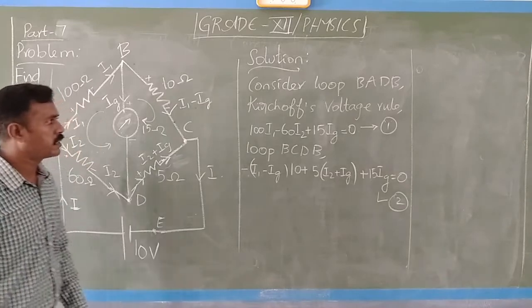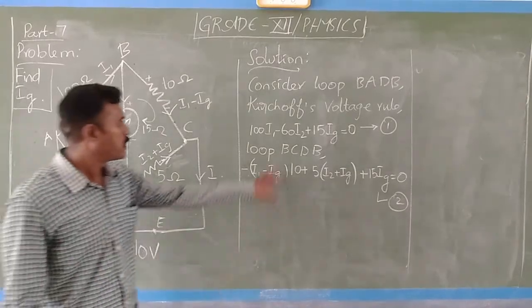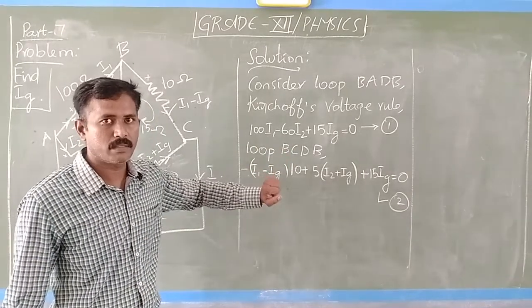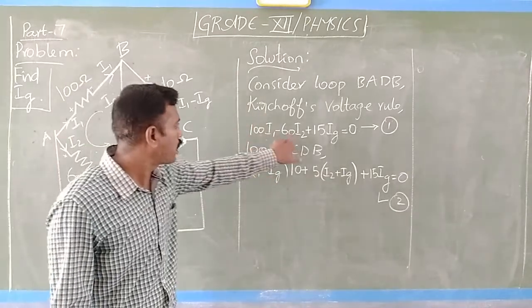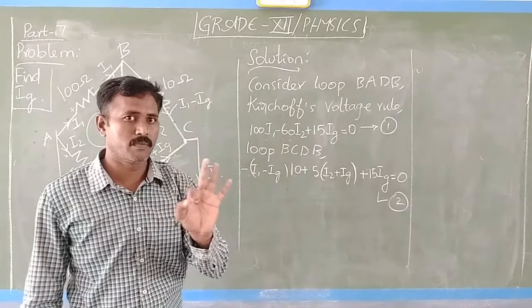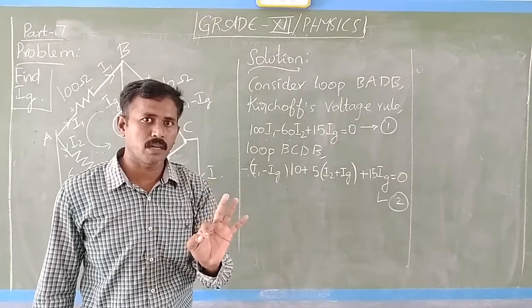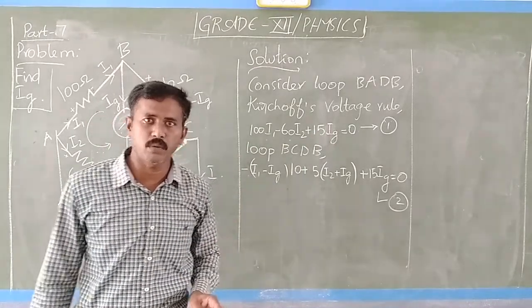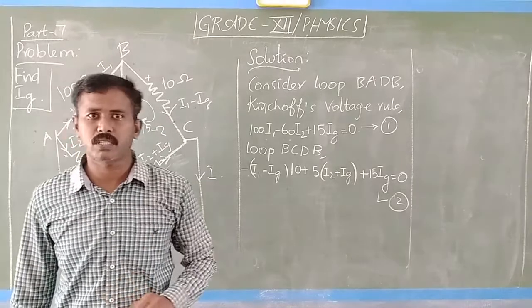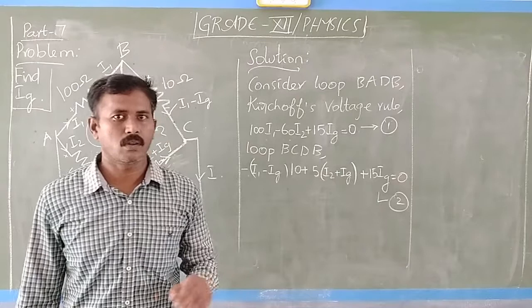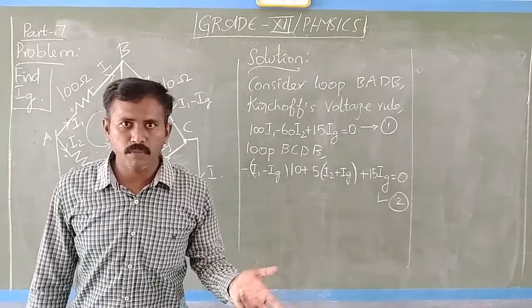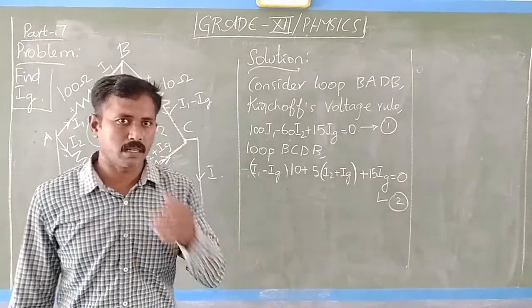Now you see, how many variables do I have in these equations? From now on it is only math that we are going to apply. I1, I2 and Ig, 3 variables. If you want to find the solution for 3 variables, you need 3 equations. That is the math behind it. So n number of variables, n number of equations is needed.